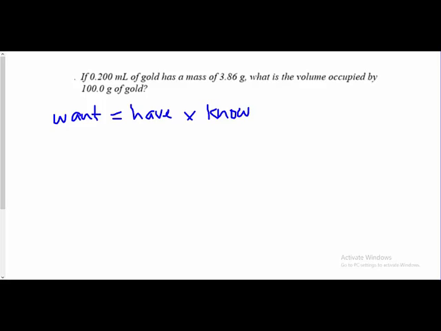All right, and just to be consistent here, let me write what I know in red, just to identify what those conversion factors are. So remember that what you know is your conversion factors. And sometimes you have more than one. Okay, and let's go ahead and start by figuring out what is it that I want.